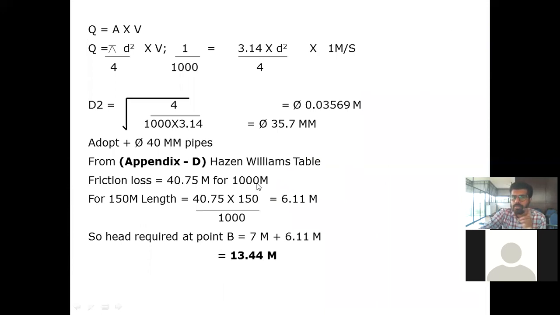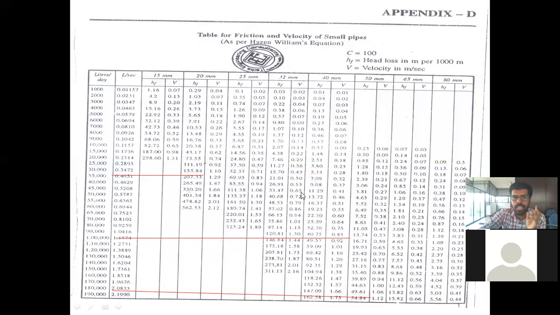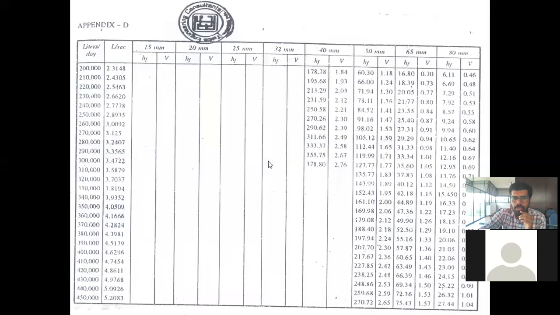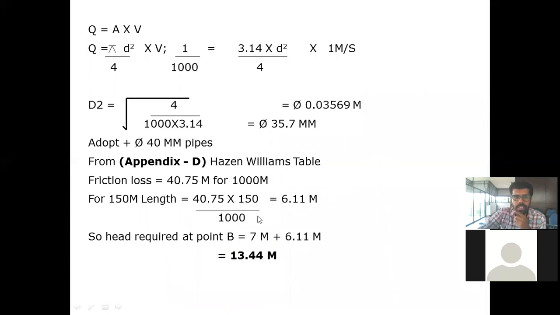40.75 for 1000 meter. So what is the length? 150 meter. For 150 meter, how much will be the friction loss? 40.75 into 150 divided by 1000 is 6.11. So 6.11 is the friction loss. If the friction loss in pipe BC is 6.11, how much should be the pressure at point B in order to get a head at point C of 7? If you need 7 head at point C, how much should be the head at point B?